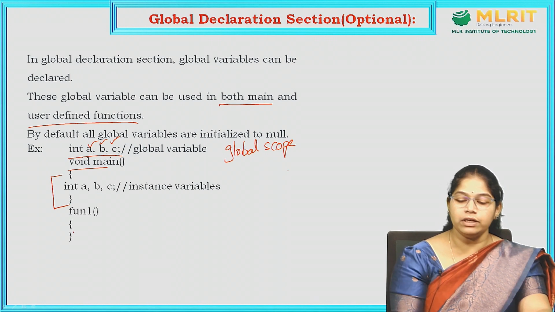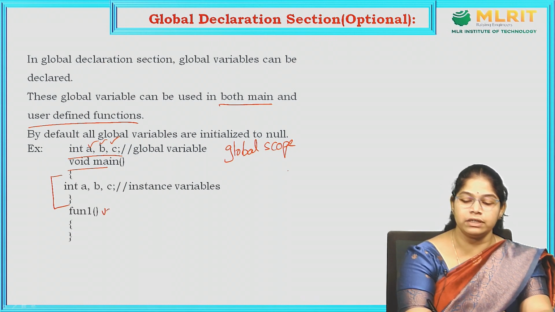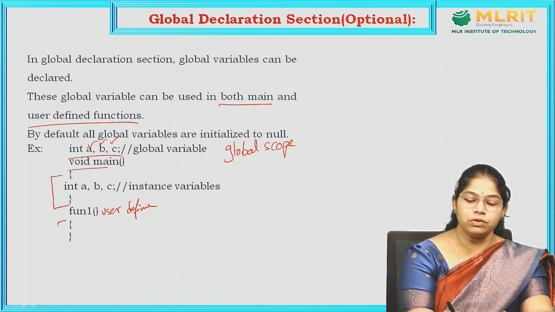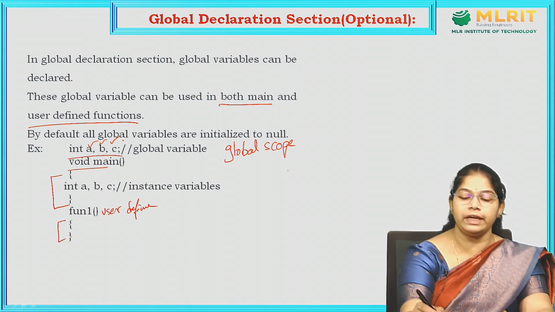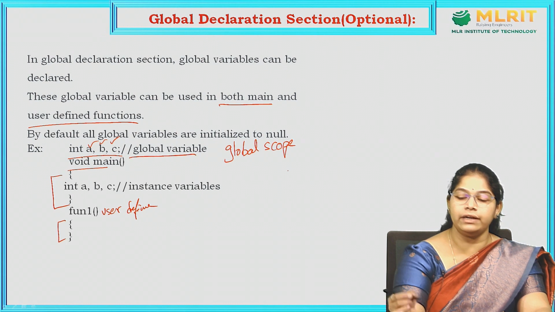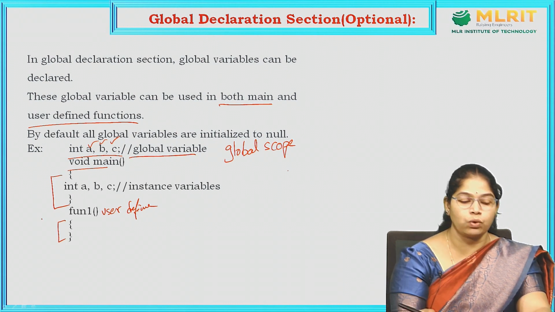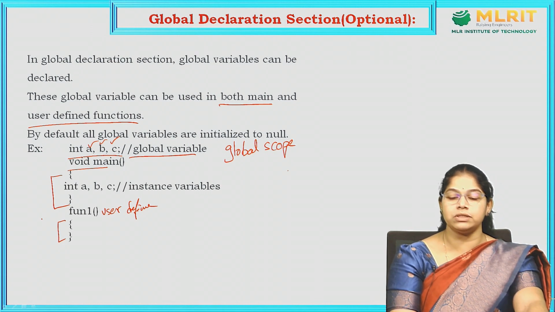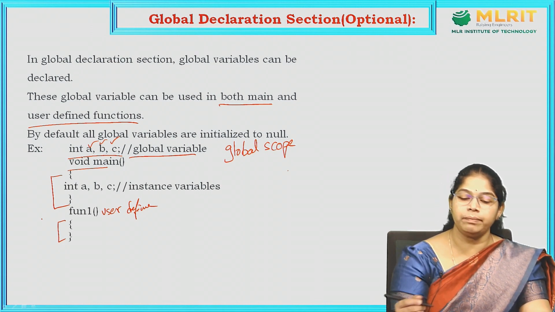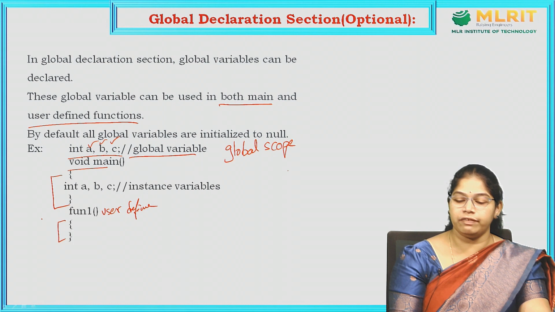There we have a user defined function called fun1. In this function also we can use the variables A, B, C which are declared globally. That means these variables have a global scope. We can use those variables throughout the program, both in the main as well as in the user defined function.